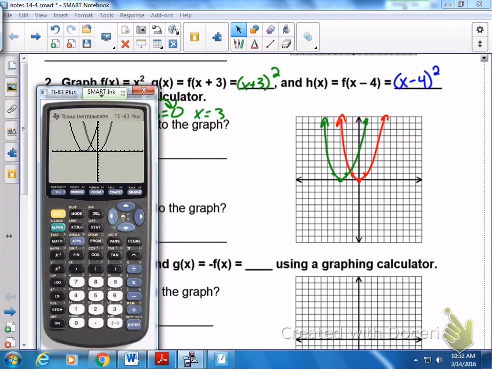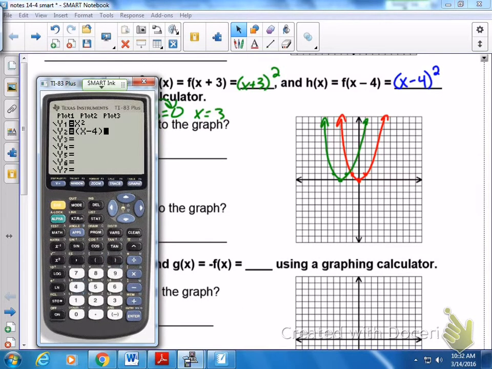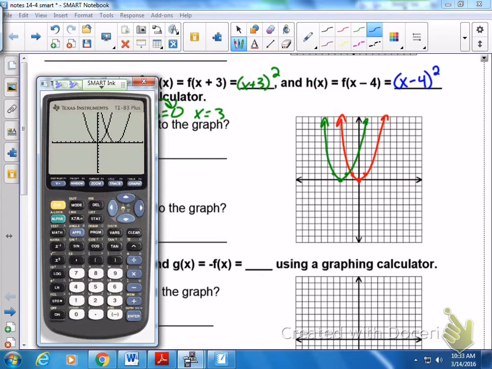So y equals, got to turn it back on. I'm going to clear out my other one. I'm going to put in parentheses x minus 4 squared. This time it was a shift to the right 4. So my new origin is at over 4, up 0. I go over 1, up 1 to get my other 2 points. And I can sketch my parabolas.